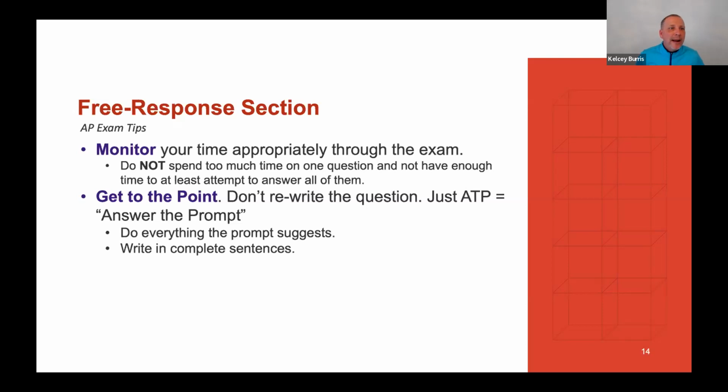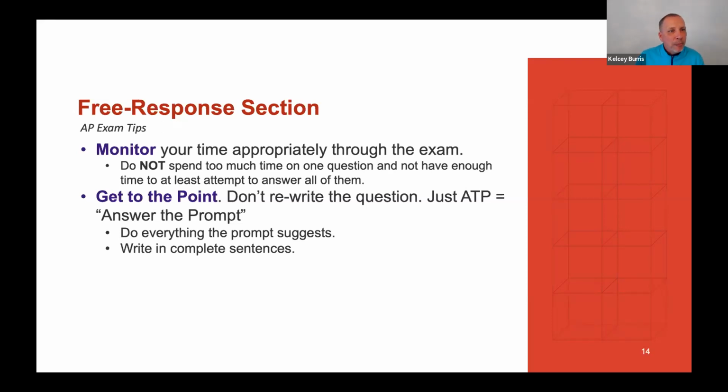When we grade AP exams, get to the point. Do not rewrite the question. You have to understand that teachers are the ones that grade your FRQs, and you grade the same question for a week straight, and we know the question really, really well, so you're not going to trick them by rewriting the question as the answer. So what we want you to do is just ATP, which is answer the prompt and get to the point.